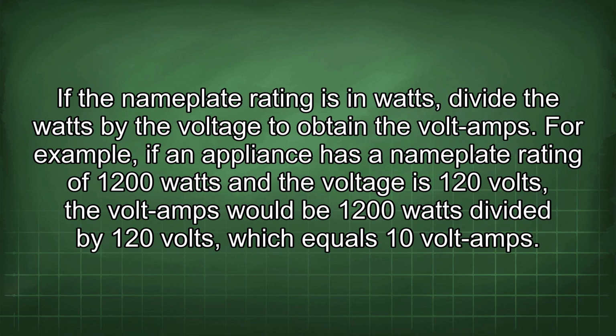If the nameplate rating is in watts, divide the watts by the voltage to obtain the volt-amps. For example, if an appliance has a nameplate rating of 1200 watts and the voltage is 120 volts, the volt-amps would be 1200 watts divided by 120 volts, which equals 10 volt-amps.